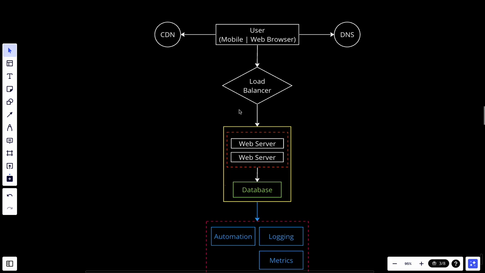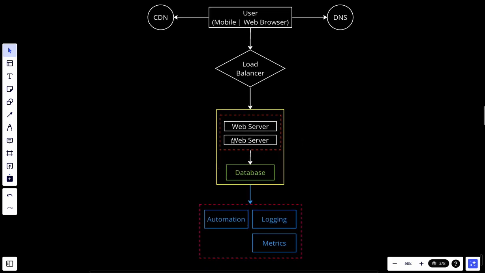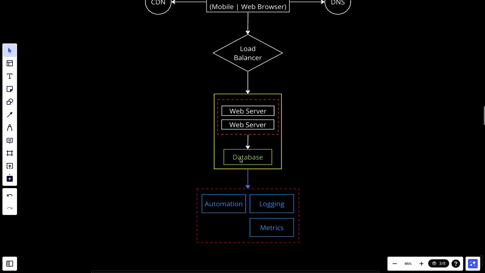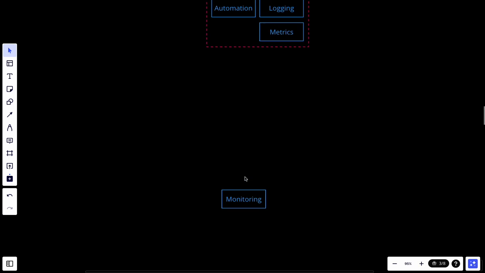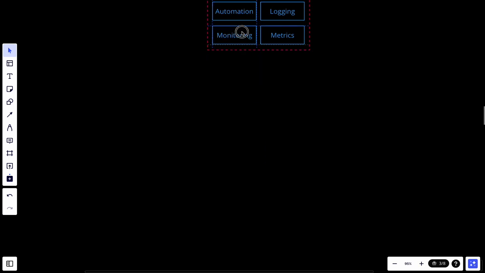We have the load balancer, which is responsible for distributing all the incoming requests across all the web servers. The web servers are responsible for making read-write requests to the database, and we have the database here. Maybe you could have a cache, maybe a message queue, but for the simplicity of the video, we just add the database and that's it. After that, we have automation, logging, and metrics, and we talked in the videos about why we need each one of them. Right now we want to talk about monitoring and what it will add to the system.